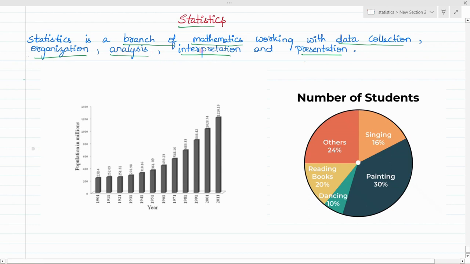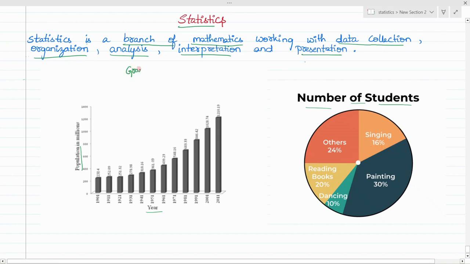Next, we need to do analysis, interpret the data, and present it in such a way that any person can get the maximum output from the data using the inferences of the data. For example, we have two graphs over here. One is the bar graph, which tells about the population versus year. And the next graph is in the form of a pie chart, and it tells about the number of students and what activities they are interested in.